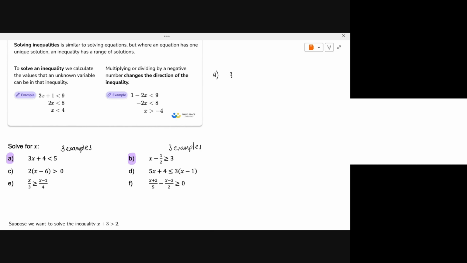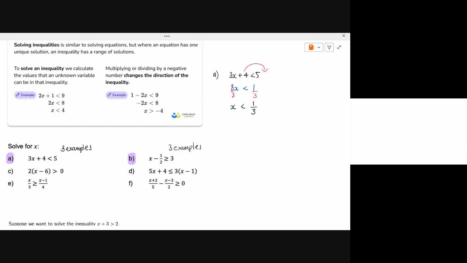I'm going to go 3x plus 4 is less than 5. I'm going to take my 4, move it over to the other side, and this is going to become 5 minus 4. So I will have 3x is less than 5 minus 4, which gives me 1. And then I'll divide both sides by 3. So x needs to be less than 1 over 3, which is actually 0.3333333 recurring again and again and again.